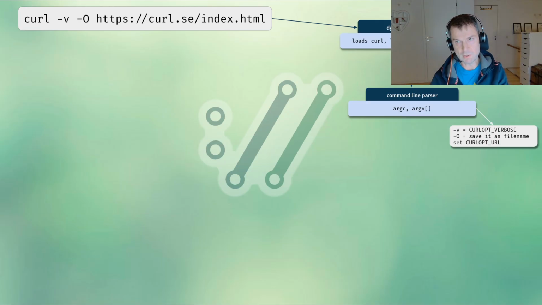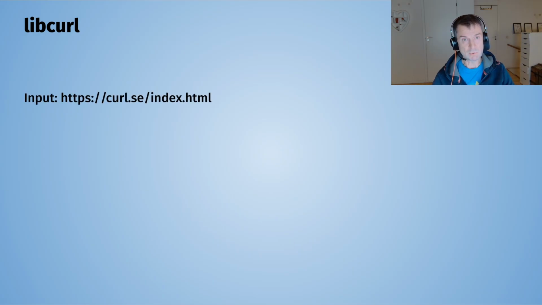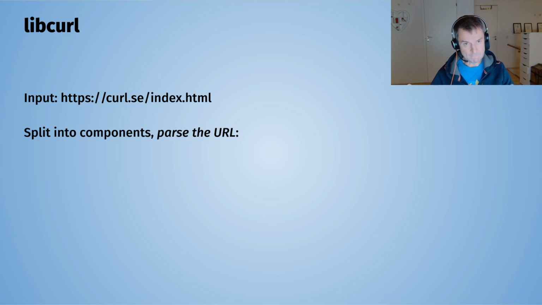So it loaded everything, it got the command line parser, it checked all the input arguments, -v, -O and everything, converted that to libcurl activities, and then it calls libcurl. Libcurl then being the engine for everything network oriented here, or all the transfer related stuff. So libcurl gets an input, this is the URL we're going to work with, and libcurl itself then of course parses that URL. It has a URL parser, of course.